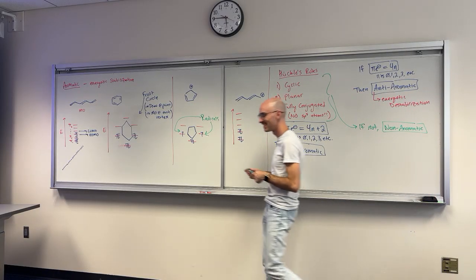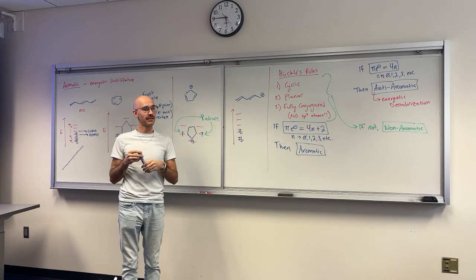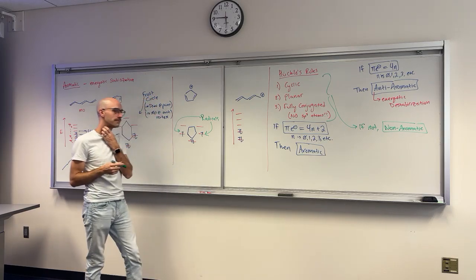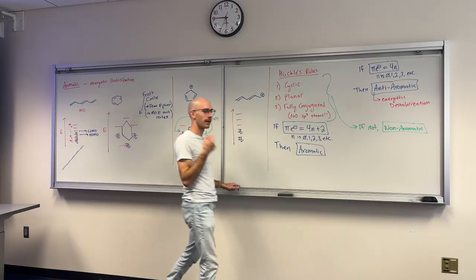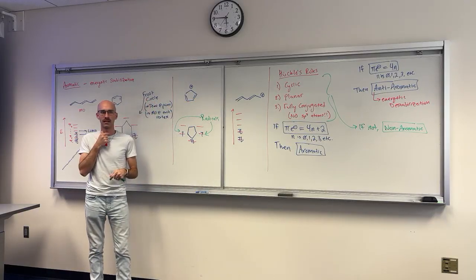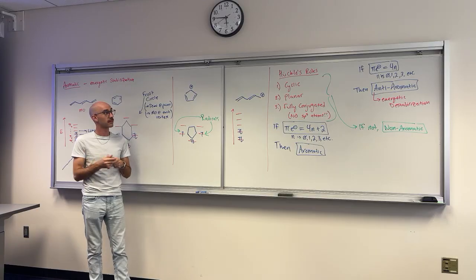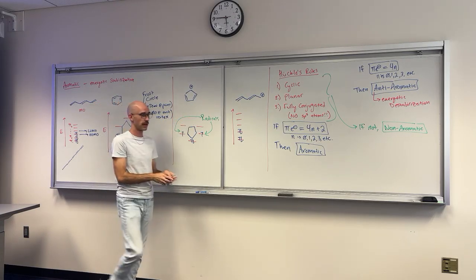Octatriene, octatetraene, or just cyclooctene. If you have an 8 carbon ring, then it's anti-aromatic if it has the right number of electrons. We'll talk about more examples. And Huckel's rules are just for aromatic compounds, to decide if it's aromatic or not. And if your compound doesn't follow those, it's non-aromatic.